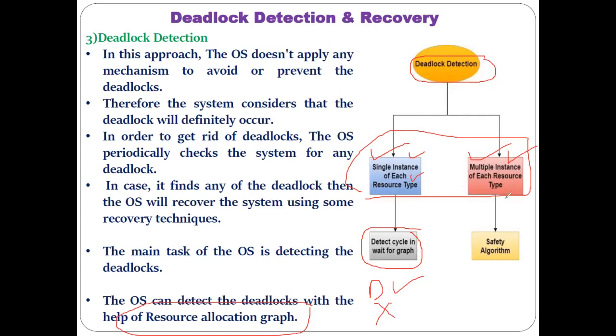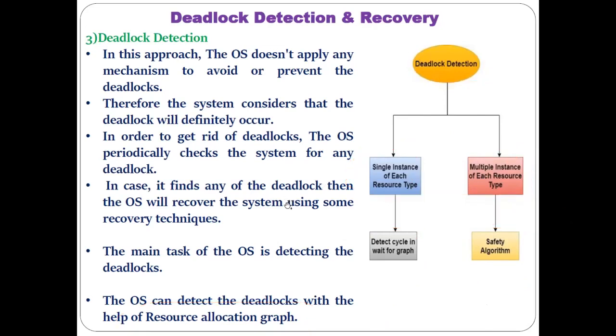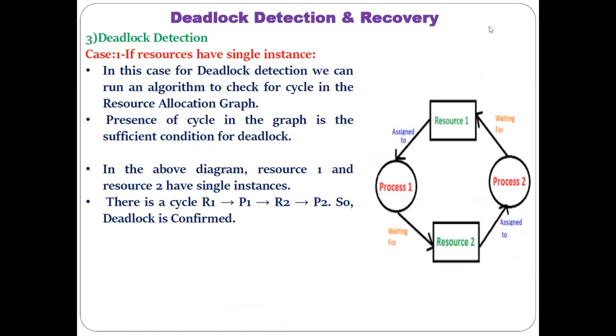In the second case, multiple instances of each resource type, the safety algorithm is applied. That is the safety algorithm related to the banker's algorithm. With the help of the safety algorithm, whether the system is in the safe state or unsafe state is determined. If according to the safety algorithm the system is in the safe state, then the deadlock is not there. But if the system is in the unsafe state, then definitely the deadlock is there. So this approach is applied for deadlock detection. Let's see it in detail, case by case.